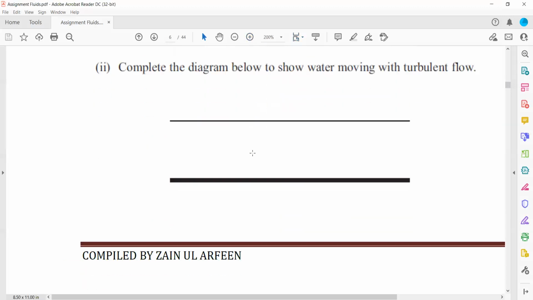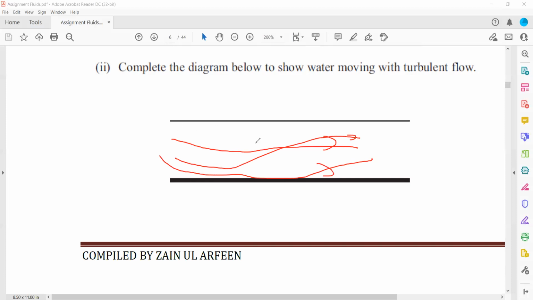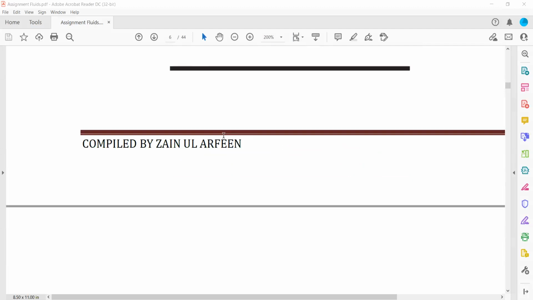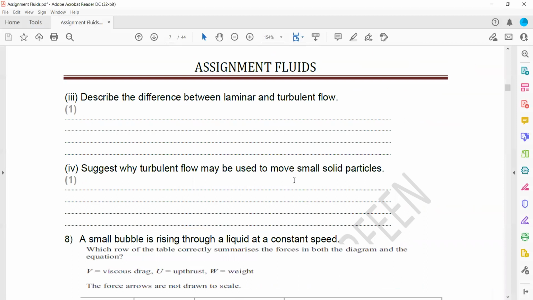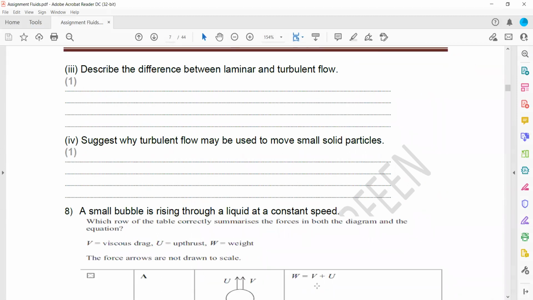Complete the diagram to show water moving with turbulence. How do we represent the turbulent flow? We show abrupt changes in the direction as well as the speed of the particles. When the particles abruptly change their speed and direction, we call that turbulent flow. And turbulent flow will apply greater force as compared to laminar. Then we have to describe the difference between laminar flow and turbulent flow.